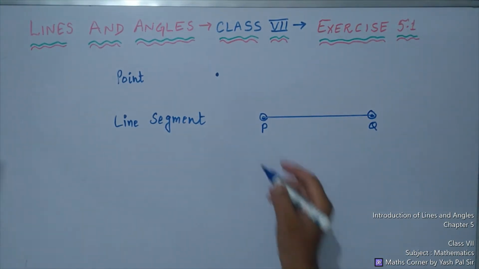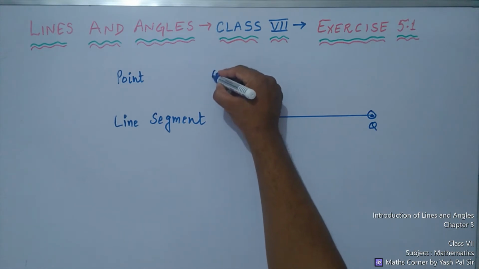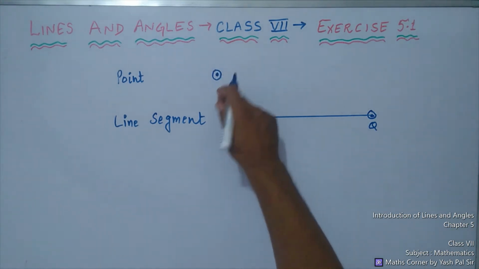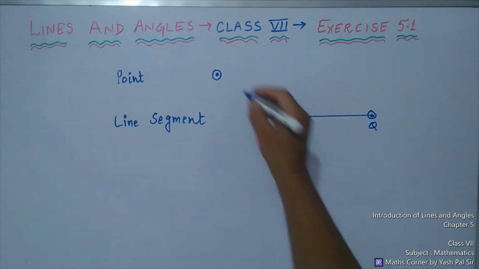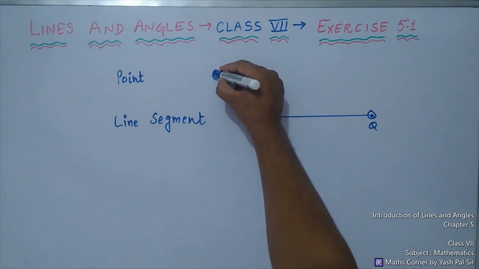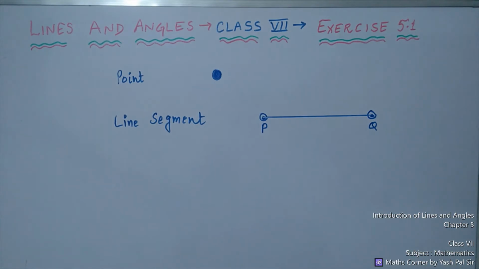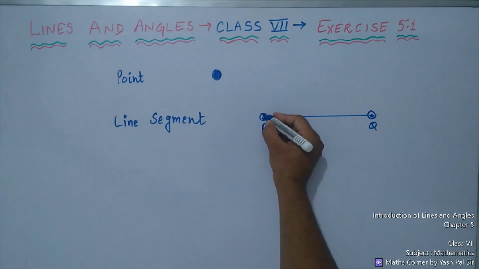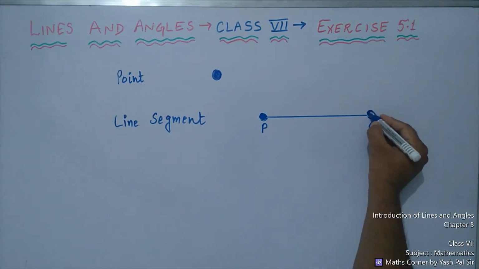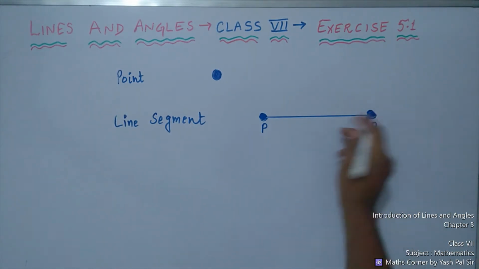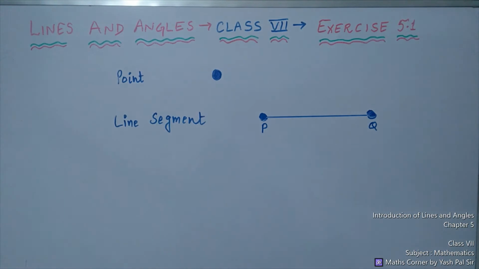Okay? First of all, we discussed the point. A point is a simple dot. A simple dot is called a point. Thereafter, joining 2 points, this line is called a line segment.